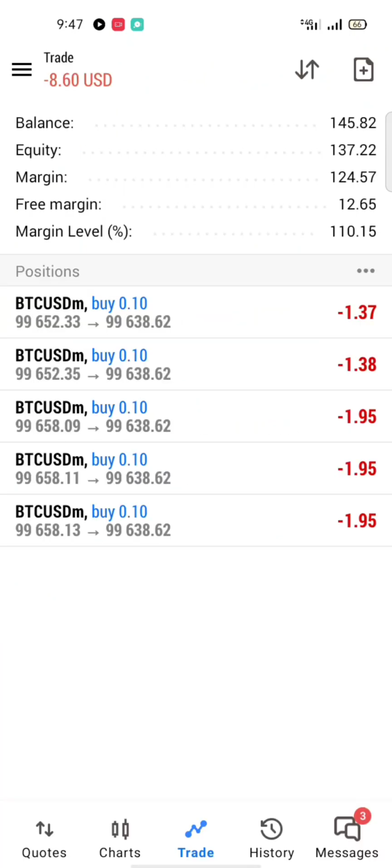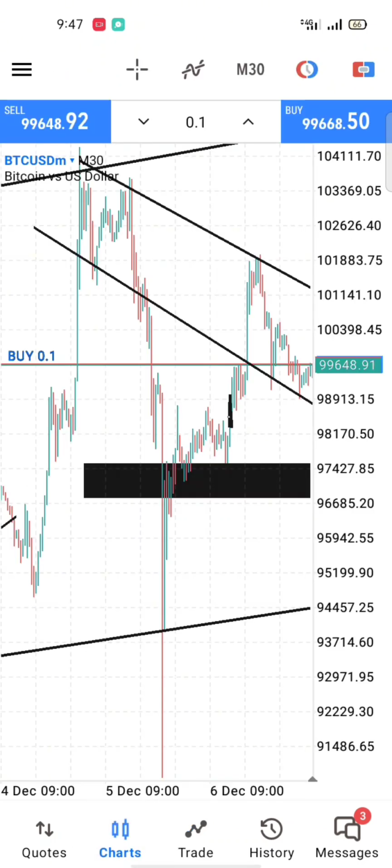At this very point, we're entering these 5 buys at 0.10 lot size, and let's expect the trade to go in a direction and give us its profit. Mighty high, let's go and see.